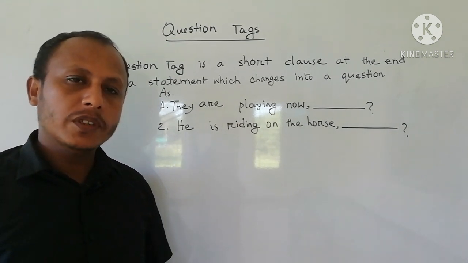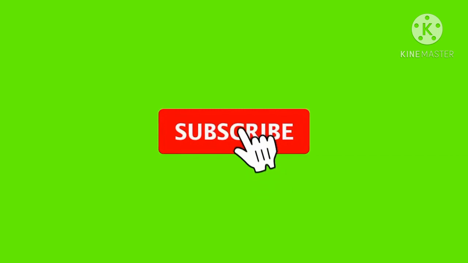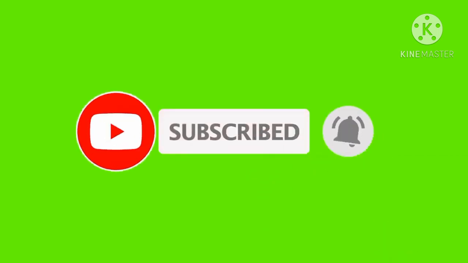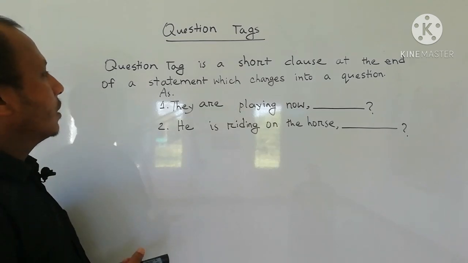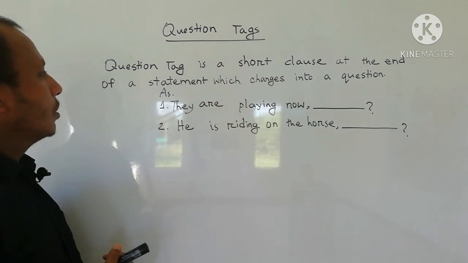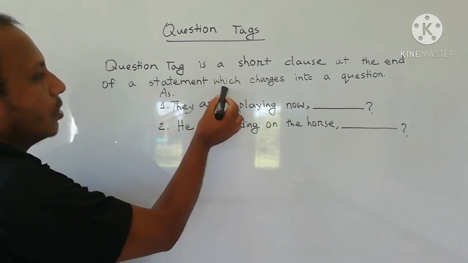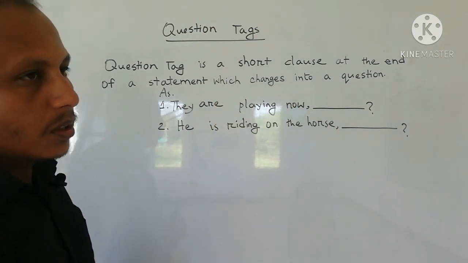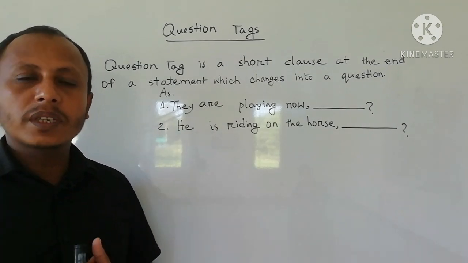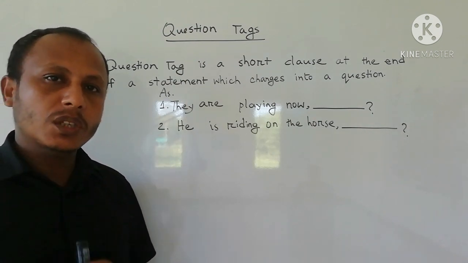Today I am with you a very important topic in English grammar, that is question tag. What is question tag? Here we can see a definition of question tags. Question tag is a short clause at the end of a statement which changes into a question. That means question tag is used after a positive or negative statement to check if someone agrees with you or not.